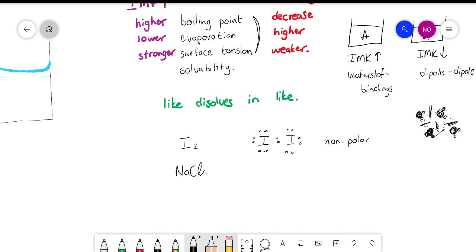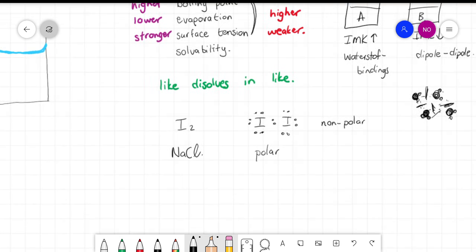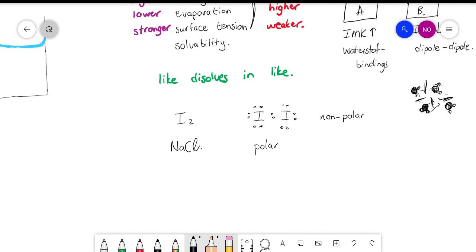Okay, so we're going to treat them as polar. And the same with potassium permanganate, which is the other one that you're going to do. Remember, that's the one that's nice and purple?